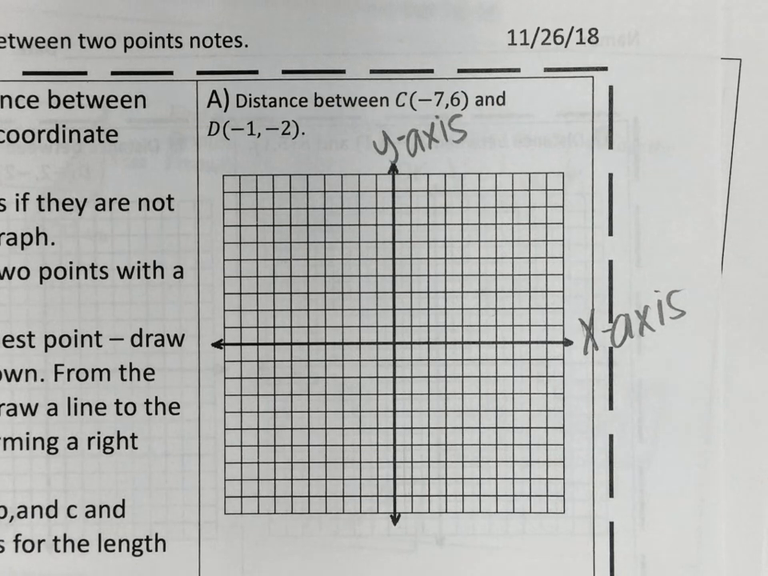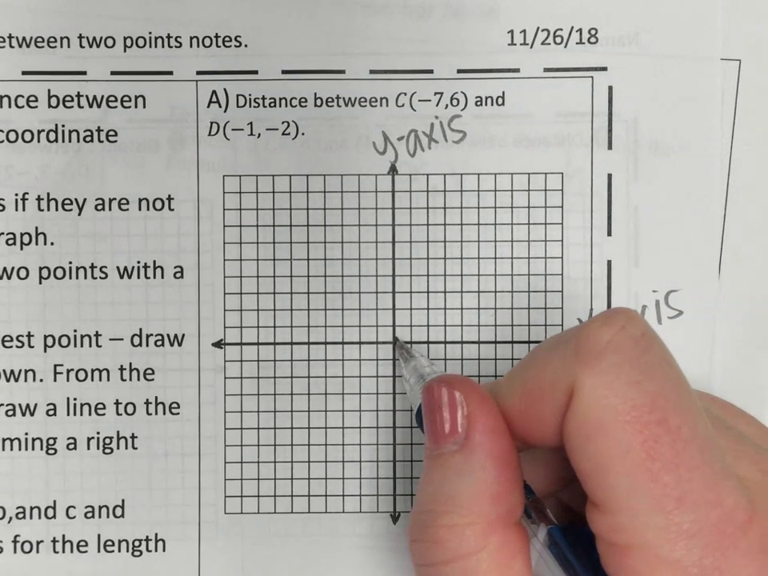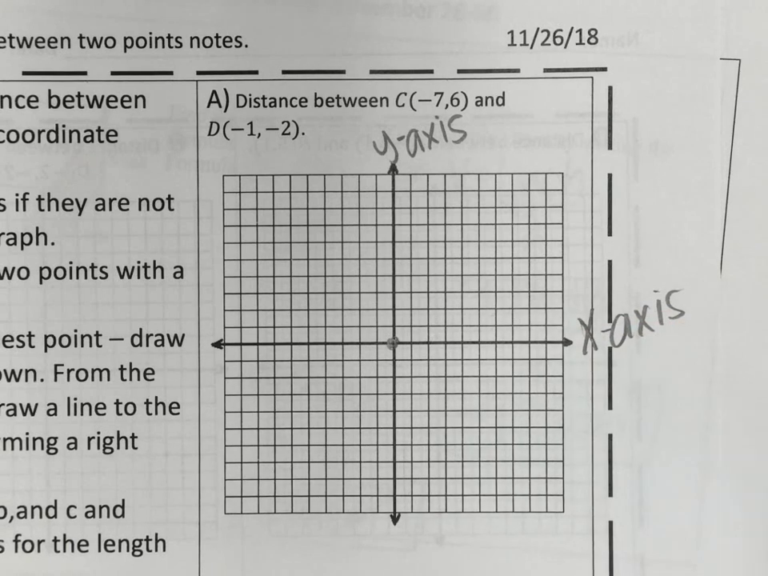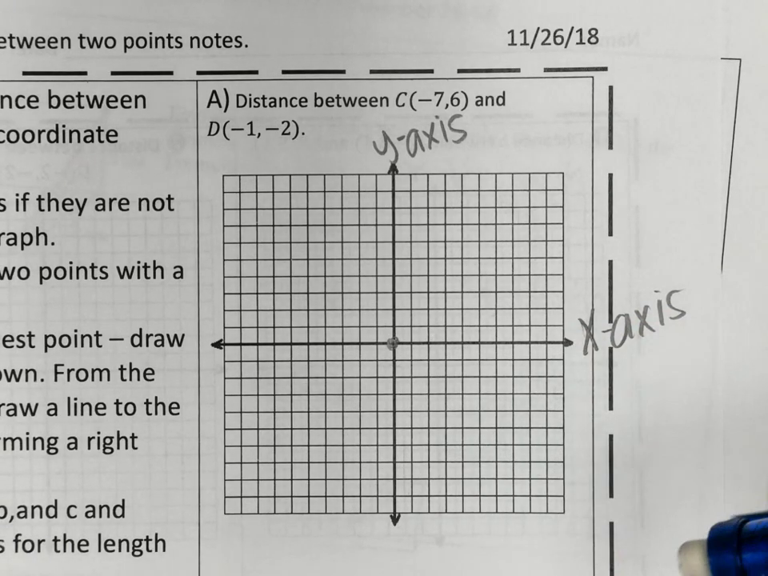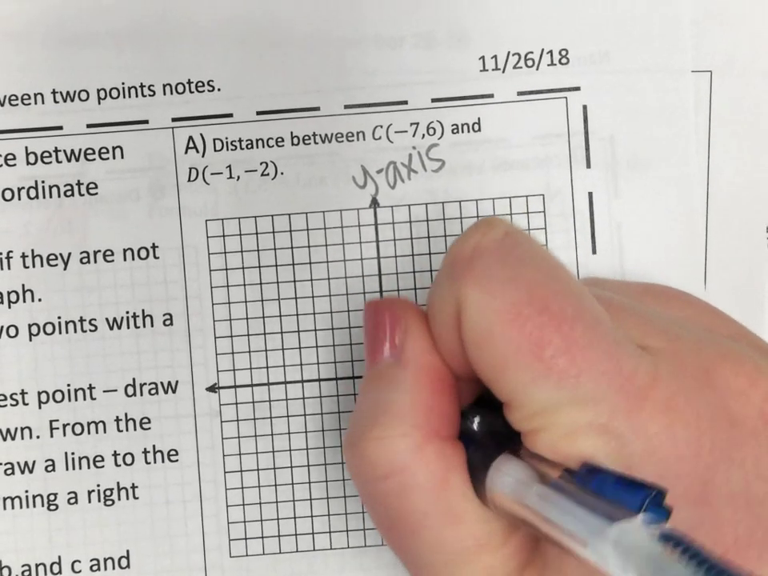Okay. The origin is the thing in the middle. It's where they meet, right here in the center. What's an origin? 0, 0.